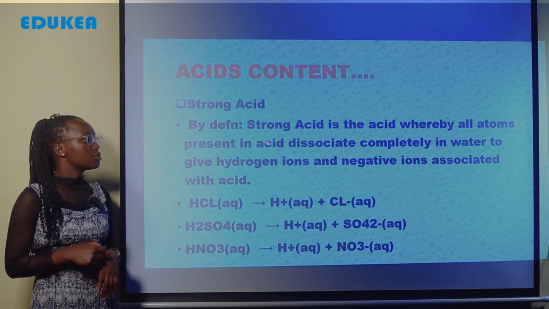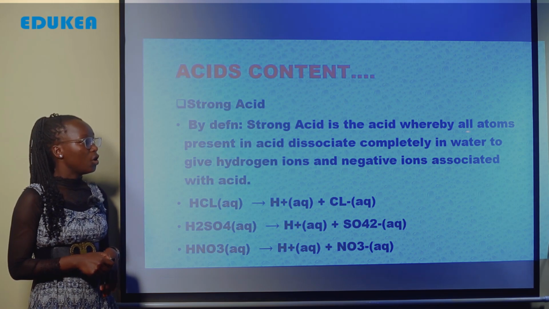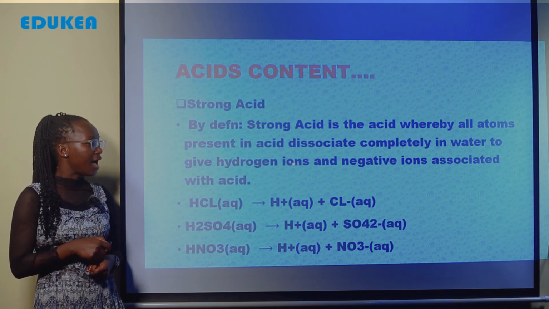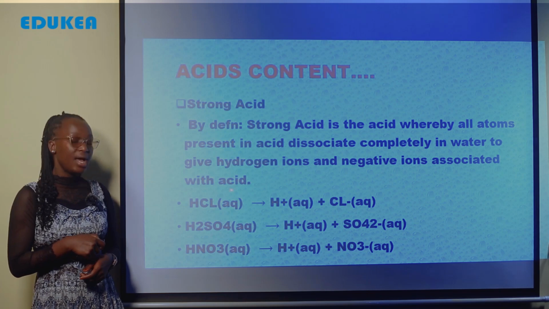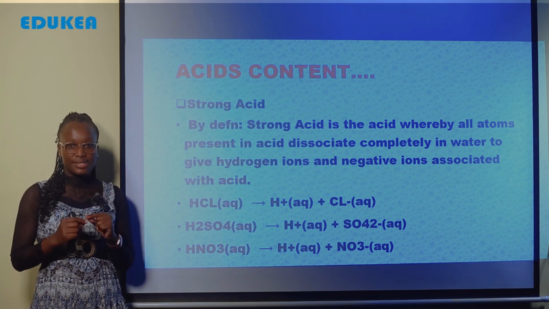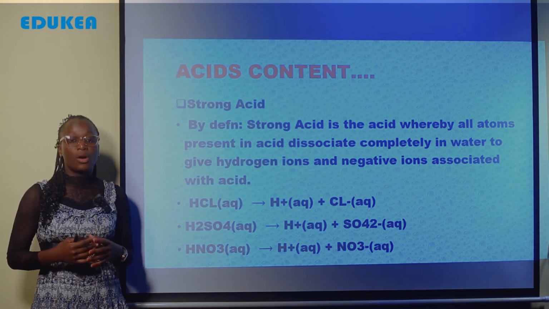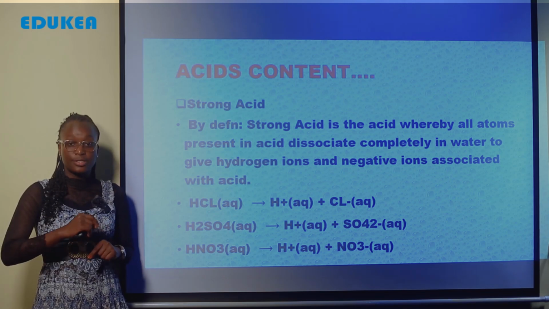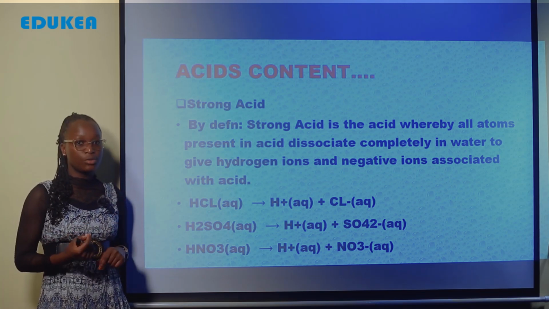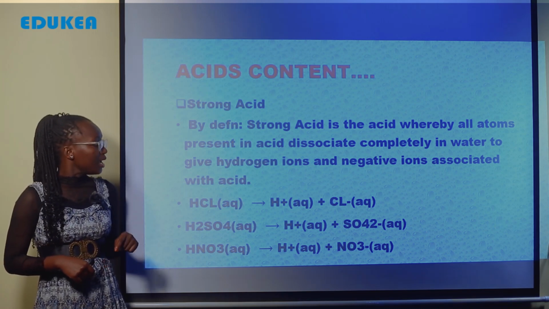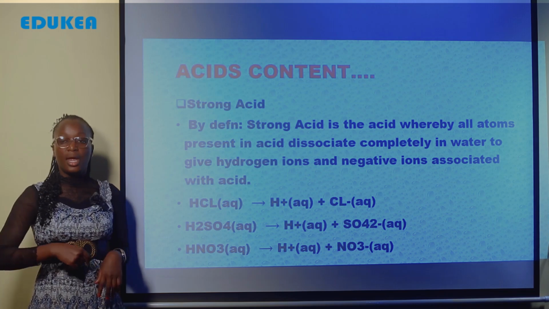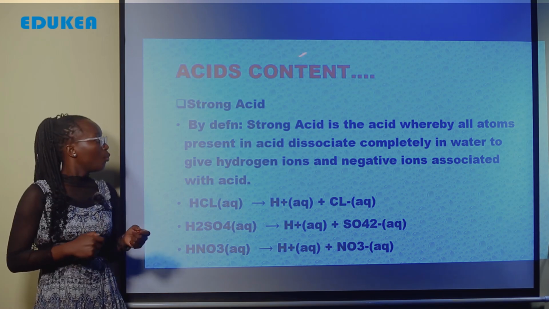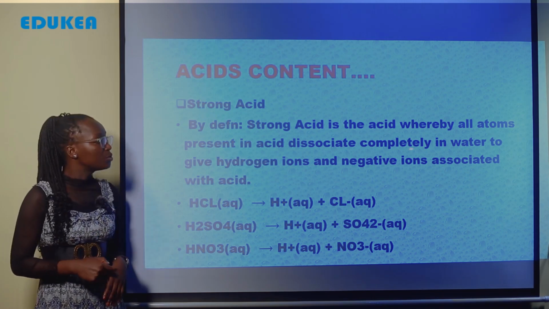By definition, a strong acid is an acid whereby all atoms present in the acid dissociate completely in water to give hydrogen ions and negative ions associated with the acid. In a strong acid, the compounds tend to dissociate completely, to form the associated ions. It gives the hydrogen ions and the negative ions which are associated with the compound. The reason it is a strong acid is that it tends to dissociate completely.